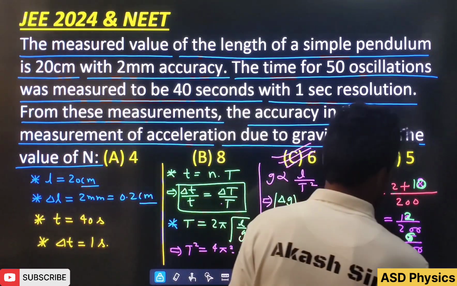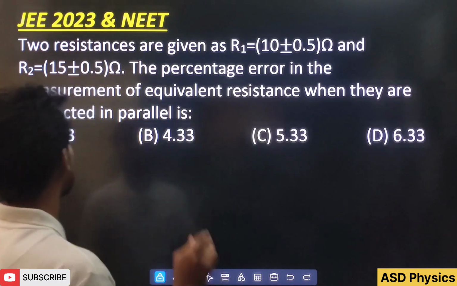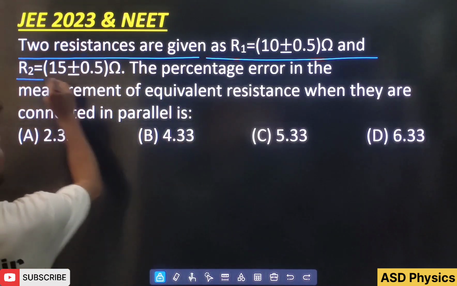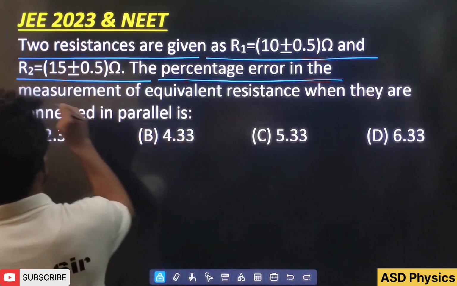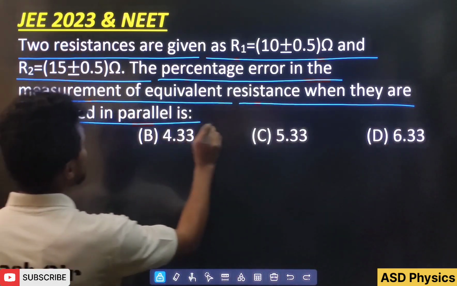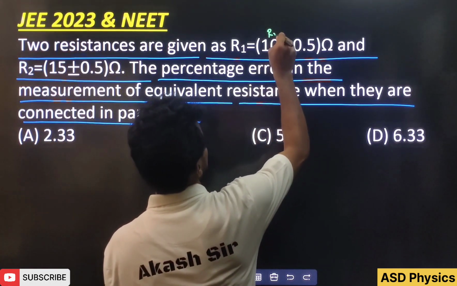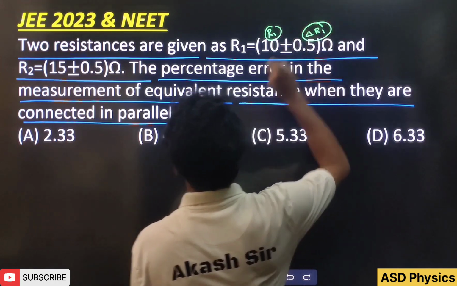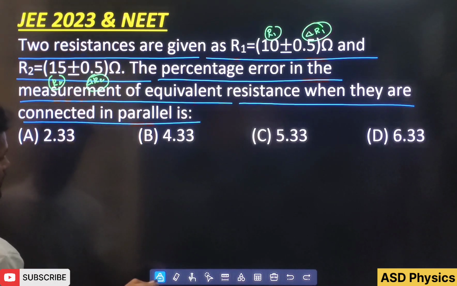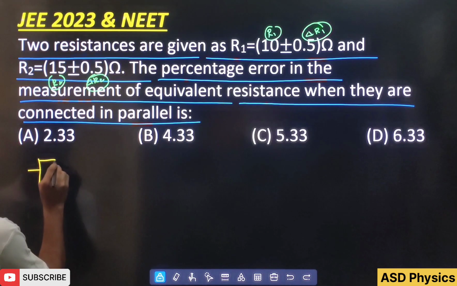Great. Now next one we are going to see. Sometimes they give a parallel one also. See here, students, two resistances are given, R1 and R2. The percentage error in the measurement of equivalent resistance when they are connected in parallel is given by how much? This is R1, this is delta R1. Similarly, this is R2 and this is delta R2. And you know very well when they are connected in parallel, like this.